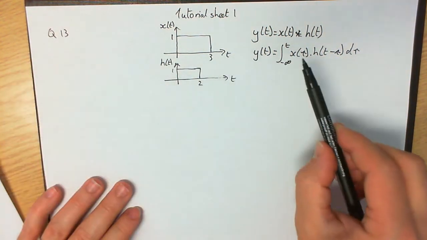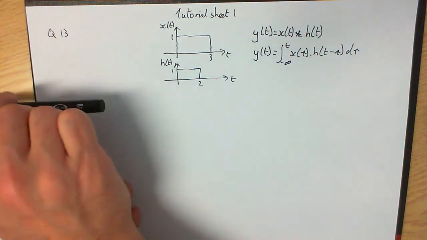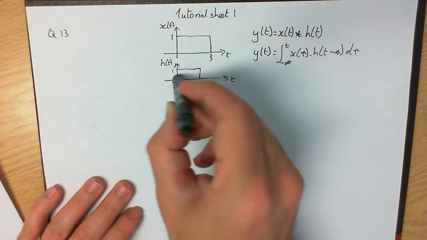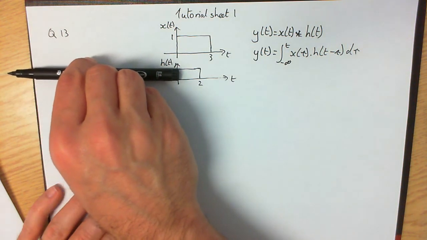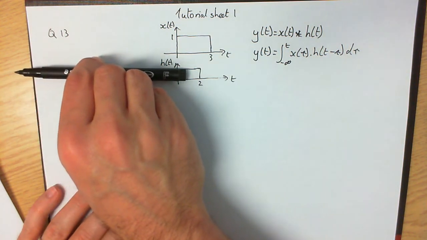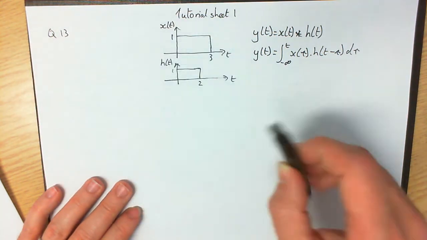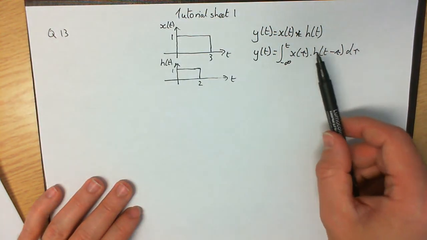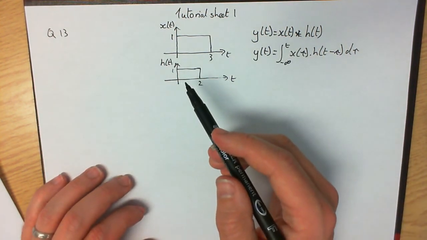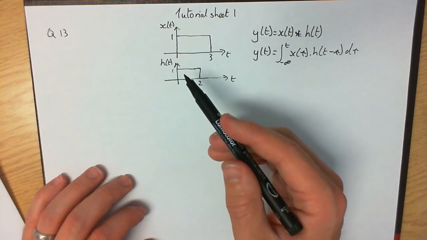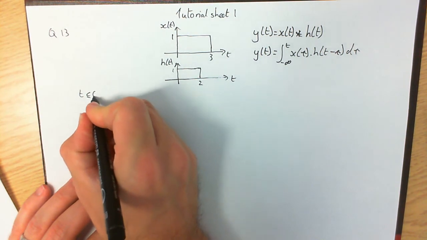And then as t increases, because we need to know the output from minus infinity to plus infinity, we have our function, we flip it, we shift it, and then we gradually move it across. And we have to look for regions where the function will then overlap with our input function. And then we can carry out this product of the two functions and do the integral. So to tackle a problem like this, we need to split it up into several regions. And the first region is when t is less than or equal to 0.